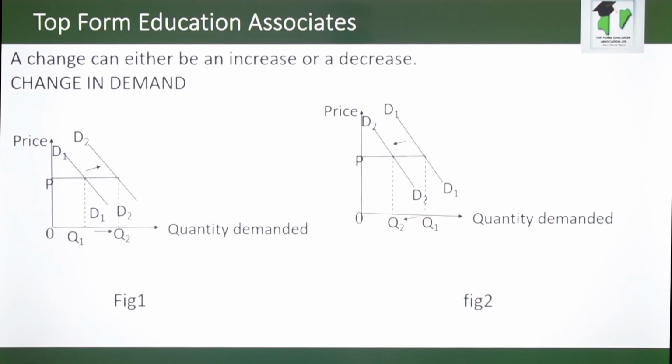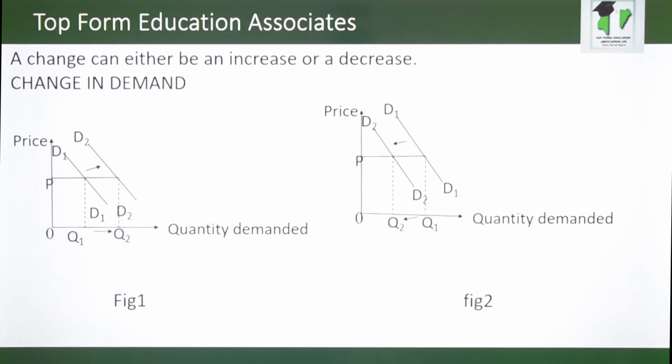Now, change in demand, what brings about change? A change in demand is affected by all other factors affecting demand except price. That means when there's a change in demand, the price is held constant. And then when there's a change in demand, there's a shift in the demand curve, either outwardly or inwardly. There's an outward shift in the demand curve indicating an increase in demand, while an inward shift of the demand curve depicts a decrease in demand.